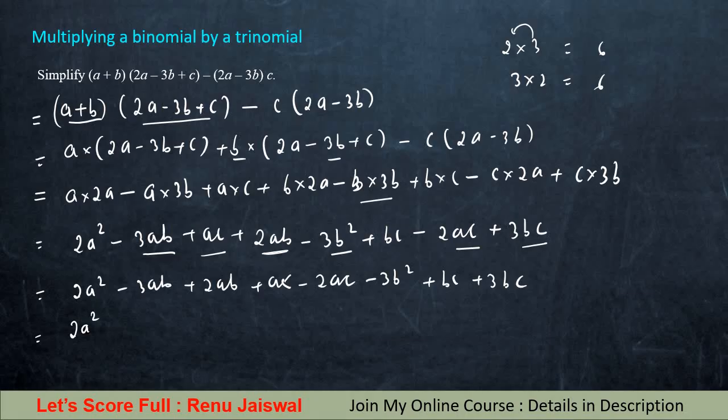So 2a square, these and these are like terms. Different sign, so subtraction and sign of the bigger number. Minus 3ab plus 2ab is 1ab. We don't write 1. This is minus, but bigger number, so minus. Here also minus ac and then 3b square as it is, then this, that is 4bc. So this is our final answer. We understood the concept, what we have to do. So similarly we can go for the exercise.